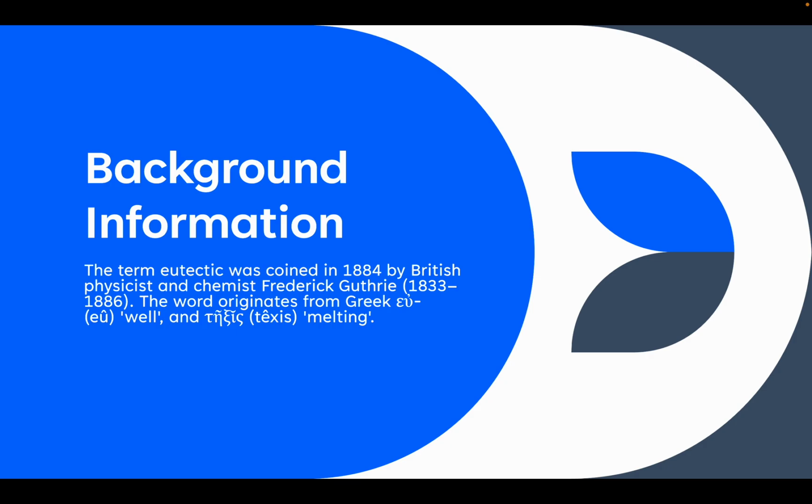So, some background information about this. The term eutectic was coined in 1884 by a British physicist and, at the same time, a chemist, Frederick Guthrie, who lived from 1833 to 1886. The word originates from the Greek words eu, which means well, and tektos, which means melting. That really helps us figure out what the eutectic point means. It's a point where it all melds together, essentially.